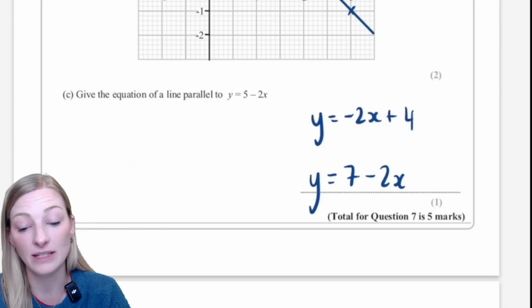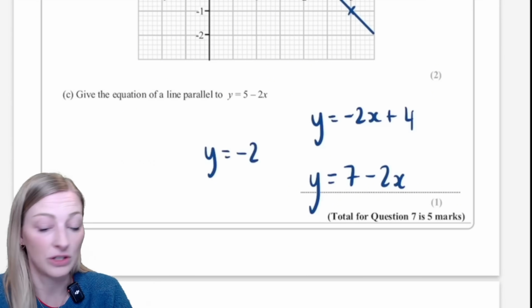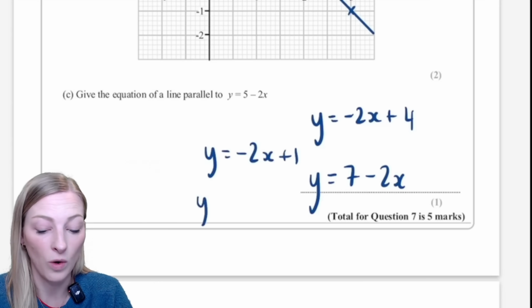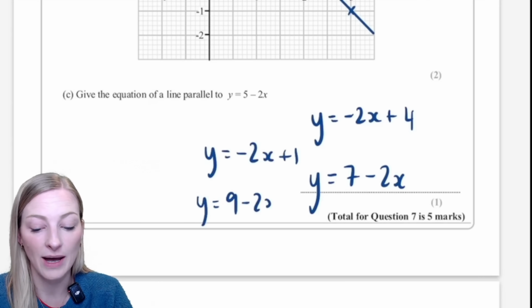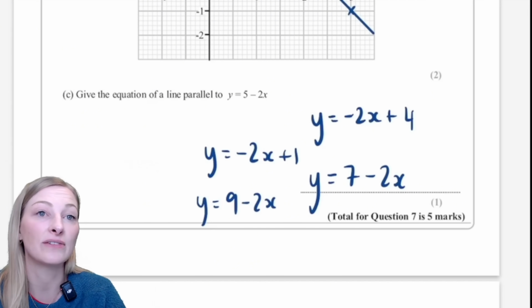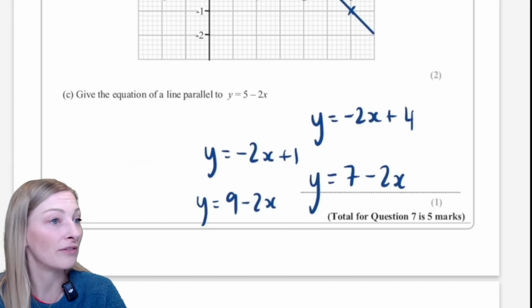Y equals -2x, add 4. Y equals -2x, add 1. Or y equals 9 minus 2x. All of these lines have gradients of -2 and all would be fine for that mark.